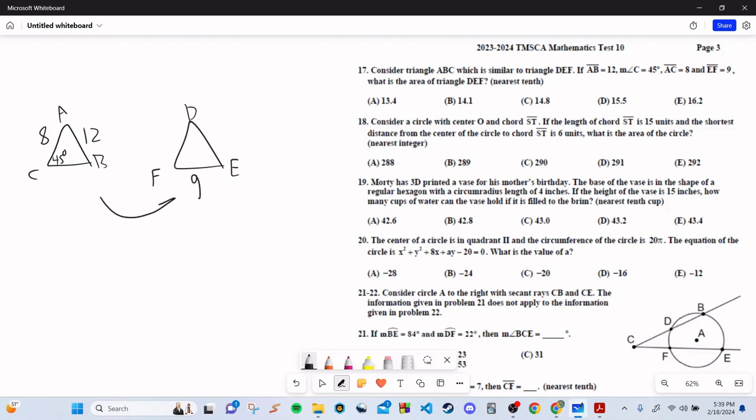Okay, so I've got to find the ratio between these two triangles. One way I can do that is a reverse law of cosines here, right? If I call this side BC x, law of cosines says 12 squared equals 8 squared plus x squared minus 2 times 8 times x times the cosine of 45 degrees. And I can solve for x. I'll type this into my solver. I end up with a value of 16.24 as my x.